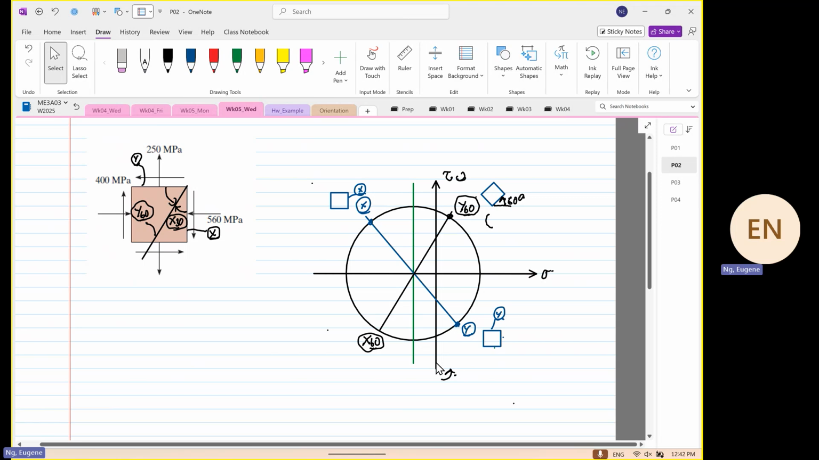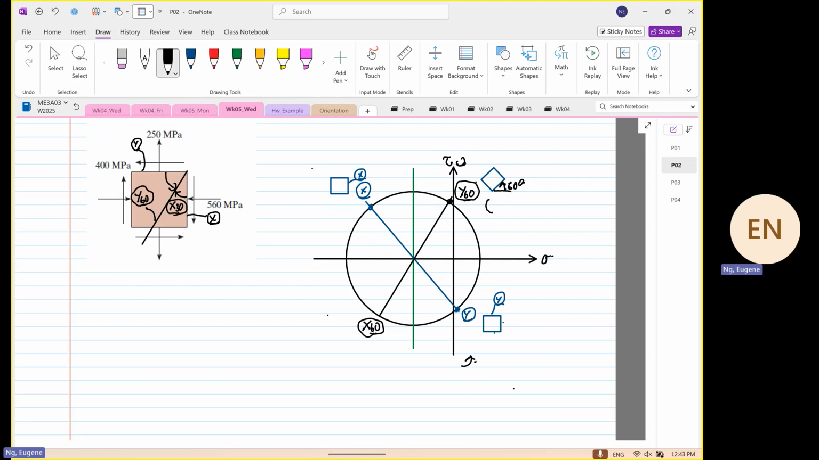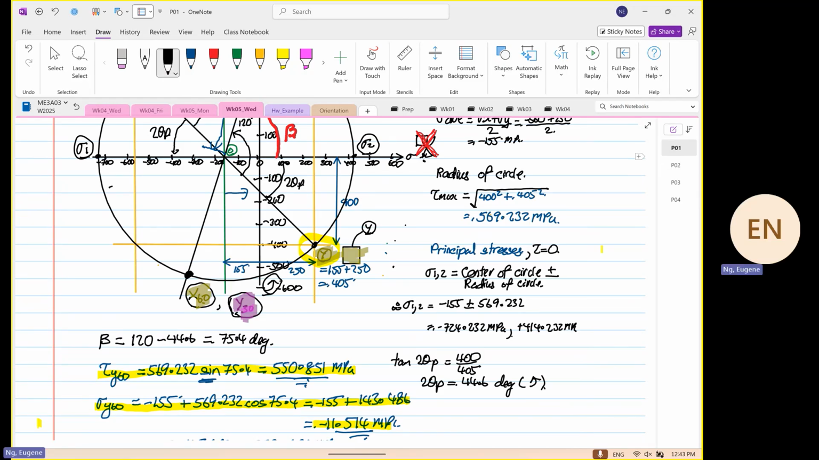Let me cheat a bit. Why do I say cheat a bit? Because this has to be on the minus side. It's just a sketch. So this is going this way. Still the same. So we know that this over here is at minus 11.514.